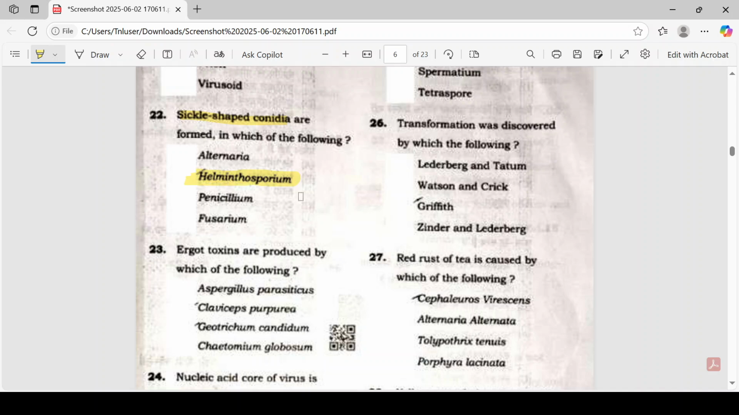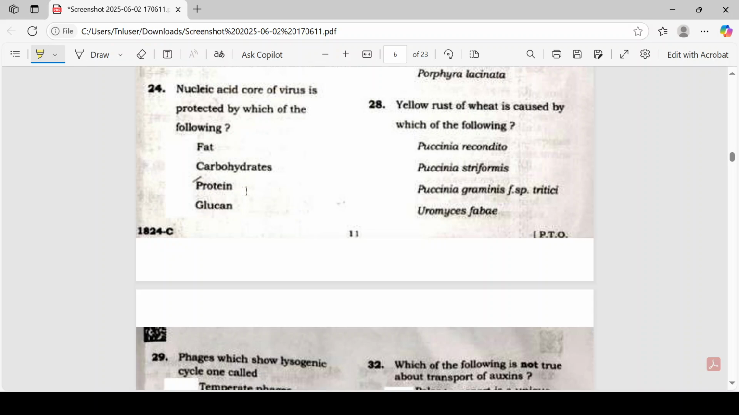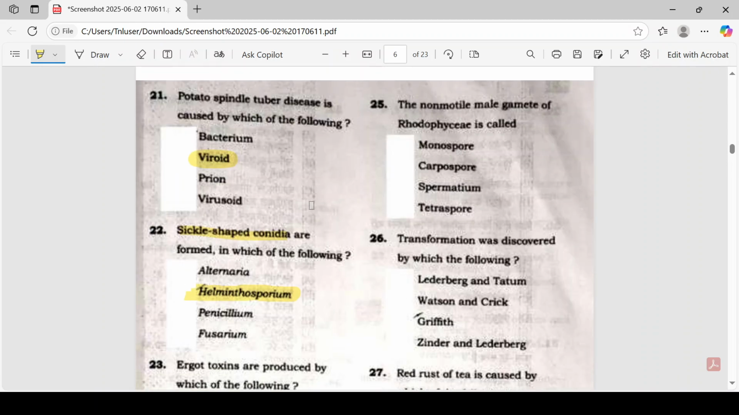Okay, let's now move to question number 23. Ergot toxins are produced by which of the following? So the correct answer for this question will be Claviceps purpurea. Let's move to the next question. Nucleic acid core of virus is protected by which of the following? The correct answer for this question will be protein. Protein will be your correct answer. Let's now move to question number 25.